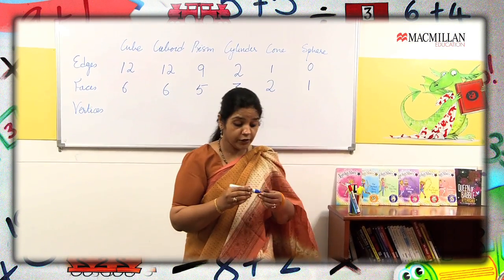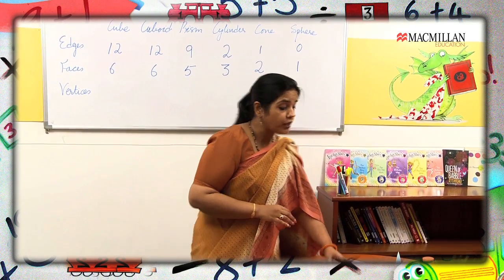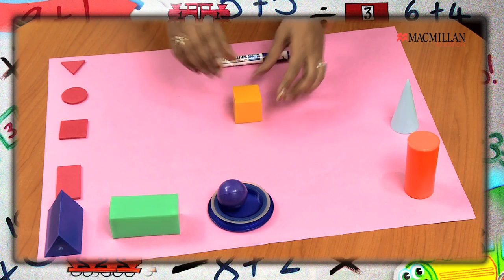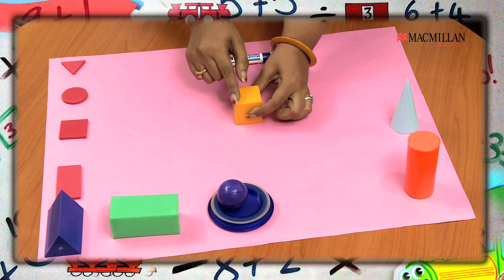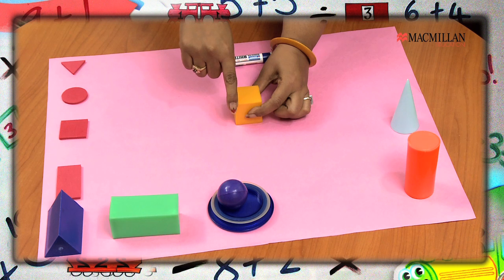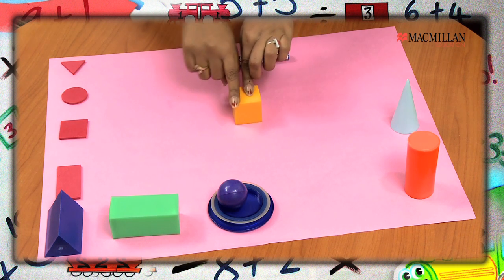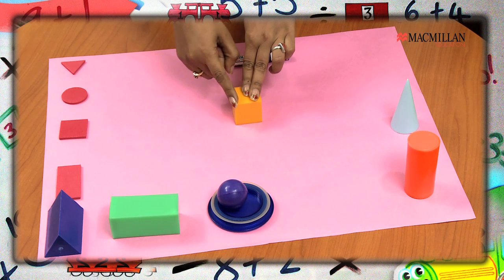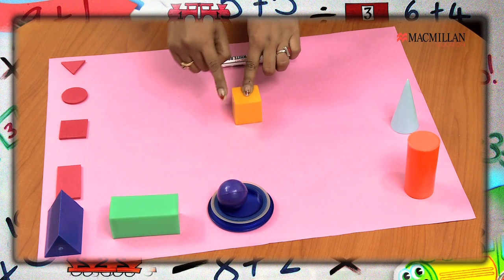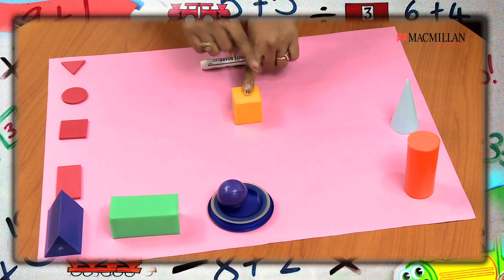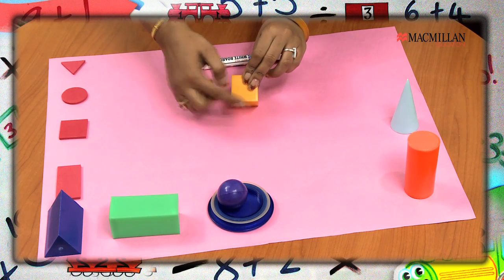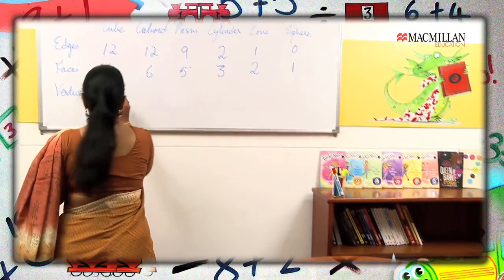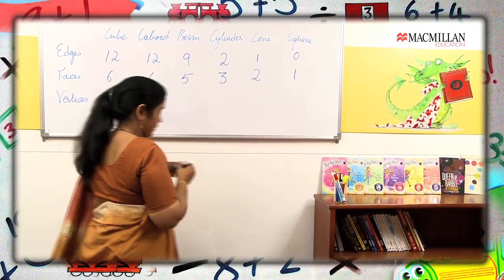I hope children till now it is very clear. Now we are going to start talking about vertices. What is a vertex? Vertex is where the edges meet. So this is a vertex. So how many vertices? When we say one it is vertex, but when I am talking about more than one, it will be vertices. So how many vertices does a cube have? 1, 2, 3, 4, 5, 6, 7, 8. So a cube has 8 vertices.